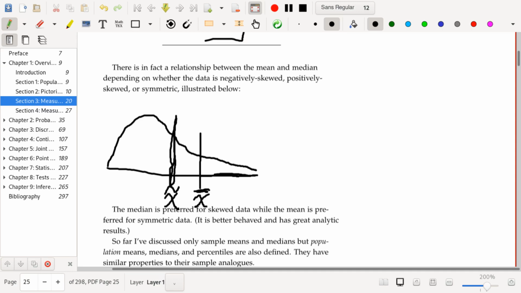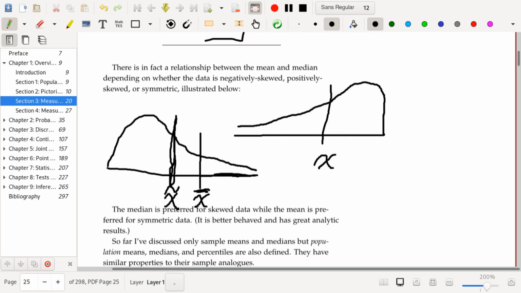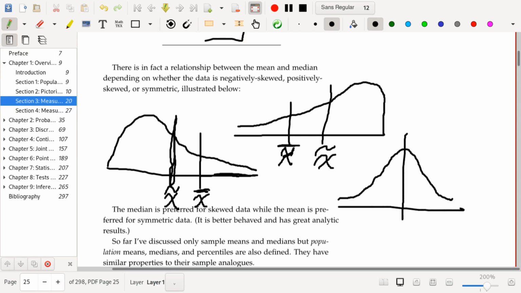In the case of negatively skewed data, we're going to have the opposite relationship. Since the outliers are going to be on the left-hand side of the bulk of the data, the mean is going to chase the smaller numbers. So the median will tend to be greater than the mean. And in the case of a symmetric data set, the mean and the median should be approximately the same.